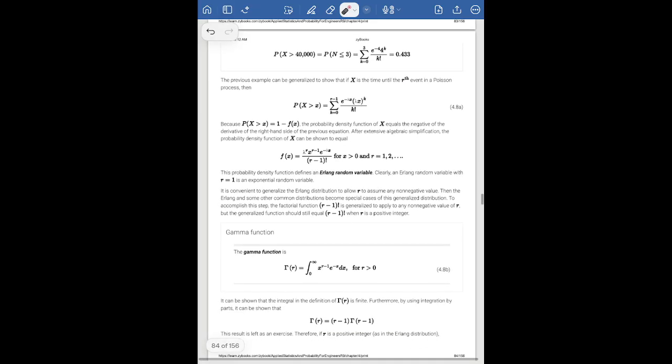Okay. The previous example can be generalized to show that X is the time until the rth event in a Poisson process. If that's the case, then that means that our probability that our variable of interest is greater than the value that was selected for is going to take on this relationship right here. Because it's the same thing as 1 minus that value. It's the probability density function.